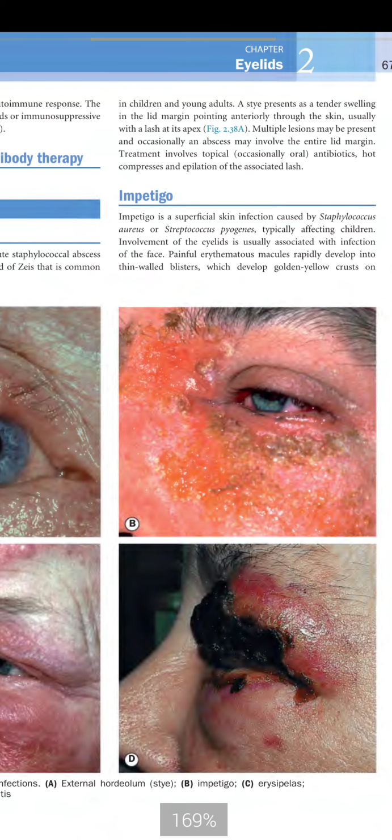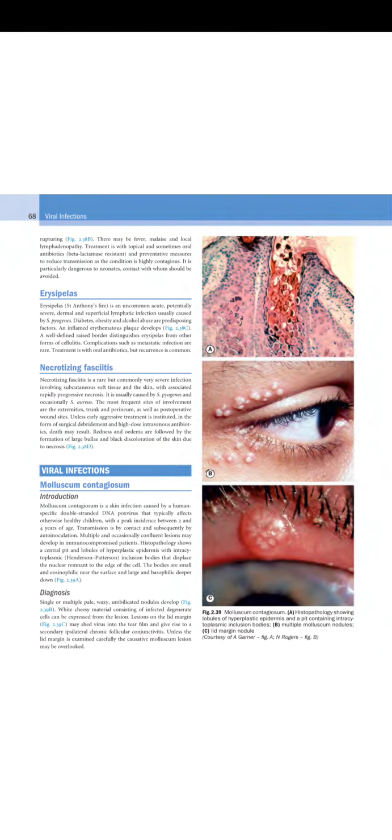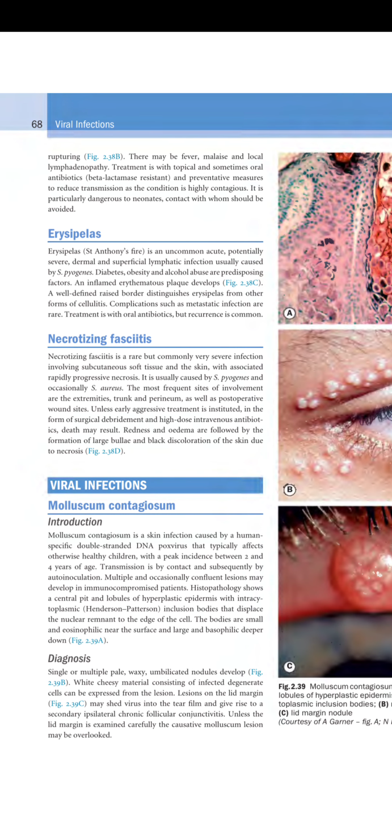Impetigo is a superficial skin infection caused by Staphylococcus aureus or Streptococcus pyogenes. Typically affecting children, involvement of the eyelid is usually associated with infection of the face. Painful erythematous macules rapidly develop into thin-walled blisters, which then develop into a golden yellow crust on rupturing. There may be fever, malaise, and local lymphadenopathy. Treatment is with topical and sometimes oral antibiotics.